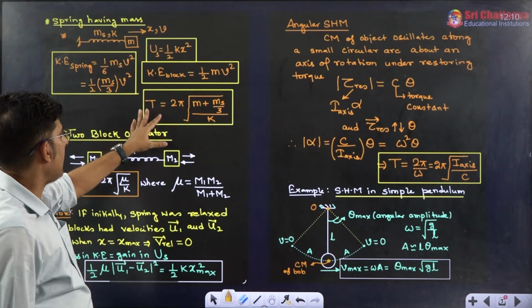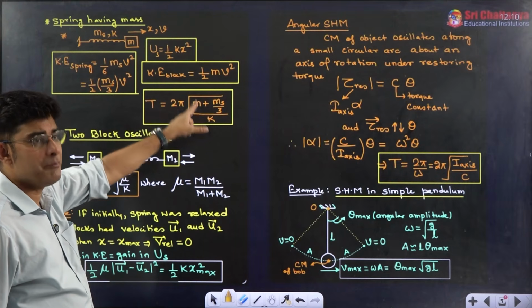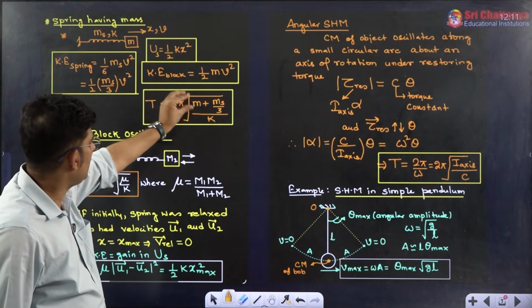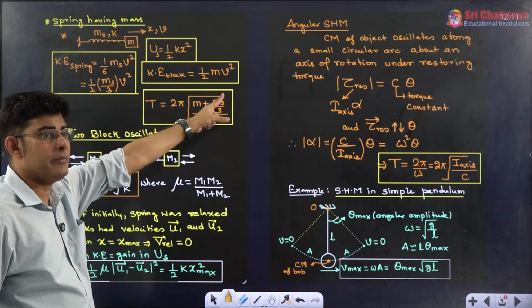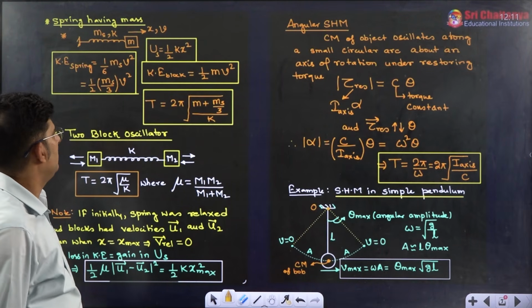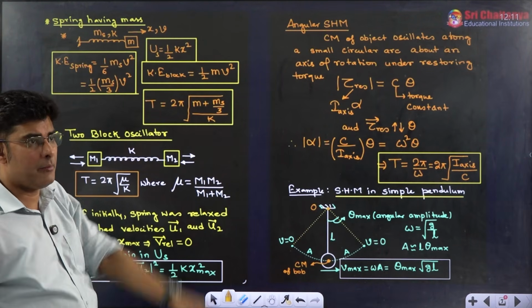So when we write the time period, we know the time period is 2 pi under root m by k. So the effective mass will be the block's mass plus the effective mass of the spring, which is how much? ms by 3. So it is m plus ms by 3, divided by k. This is a very important result, remember it.